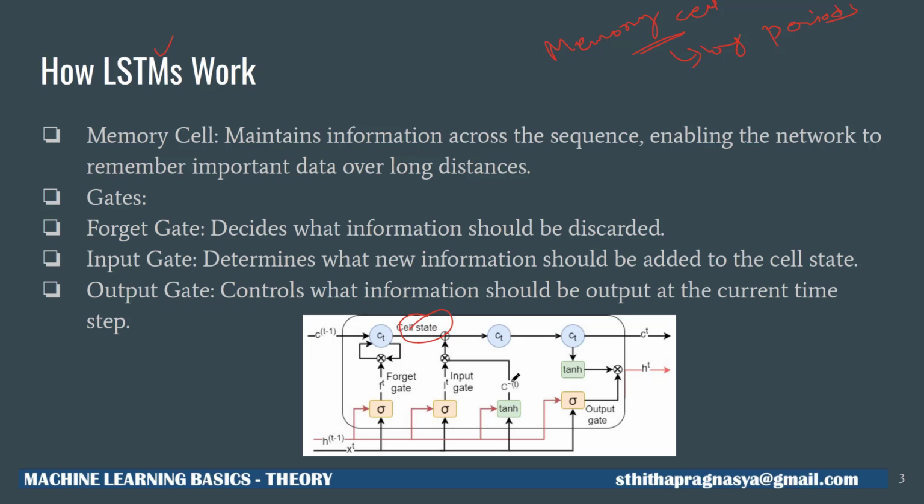And these gates: LSTMs use three types of gates to control the flow of information into, through, and out of the cell. What are those? Forget gate, input gate, and output gate. Forget gate decides what information should be discarded from the cell state. Input gate decides which information should be added to the cell state, and output gate decides what information from the cell state should be output at the current time step. These gates enable the LSTM to selectively remember and forget information, making it highly effective at learning from sequences where both short-term and long-term dependencies are important.